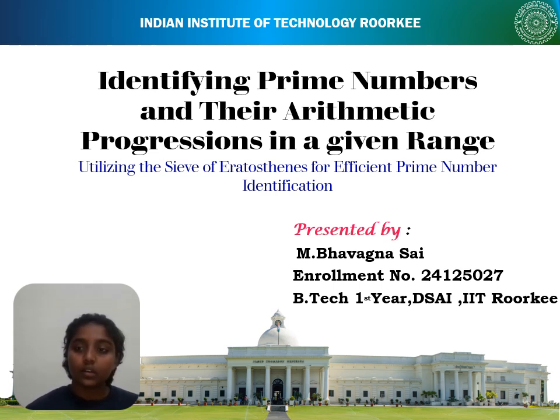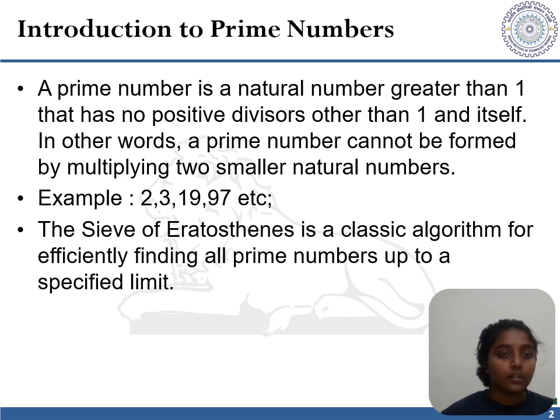Moving to the next slide, introduction to prime numbers. What is a prime number? A prime number is a natural number greater than 1 that has no positive divisors other than 1 and itself. So basically, the factors of a prime number are just 1 and itself. Examples being 2, 3, 19, 97, etc. And we will be using the algorithm, the sieve of Eratosthenes, for efficiently finding all the prime numbers up to a specified limit.